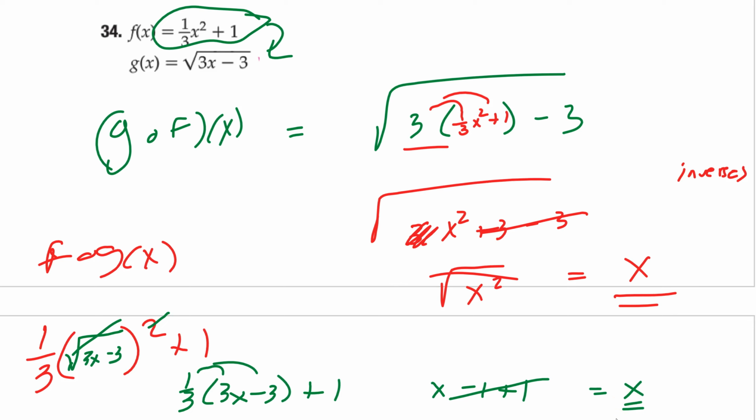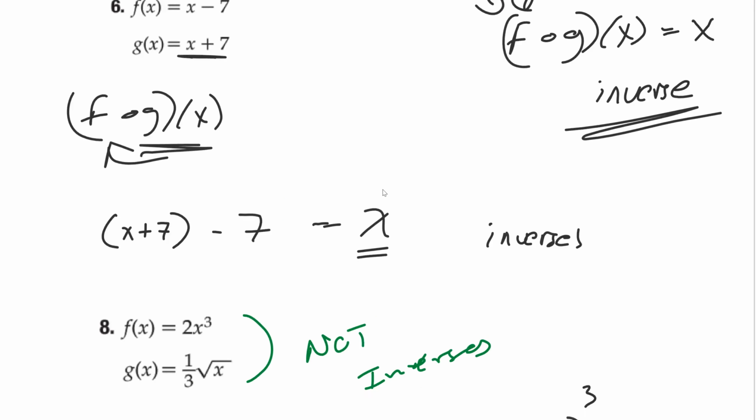So, a nice easy way to tell if two functions are inverses of each other: just plug them into each other. Do f of g of x. If they cancel out, they're inverses. And that's the lesson.